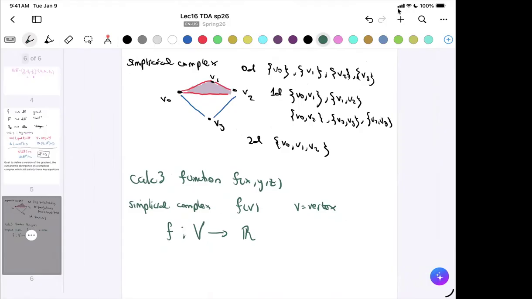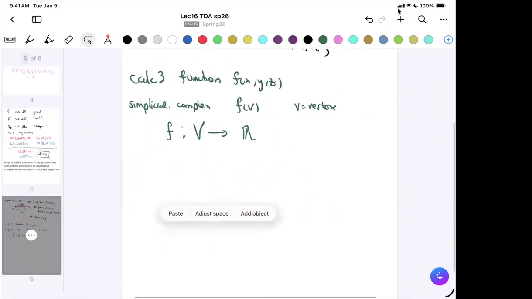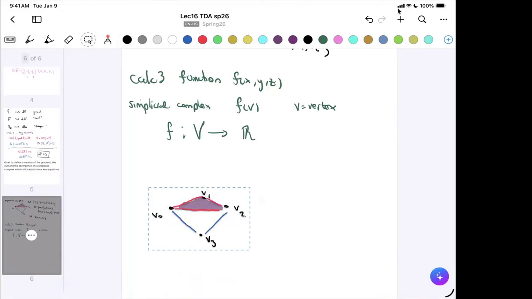So a function assigns a number, which I talked about a little bit when I said that, when you had the Laplacian matrix, you can do a kind of Fourier series type decomposition for these things. But the idea is that the function has to assign a value to each vertex.